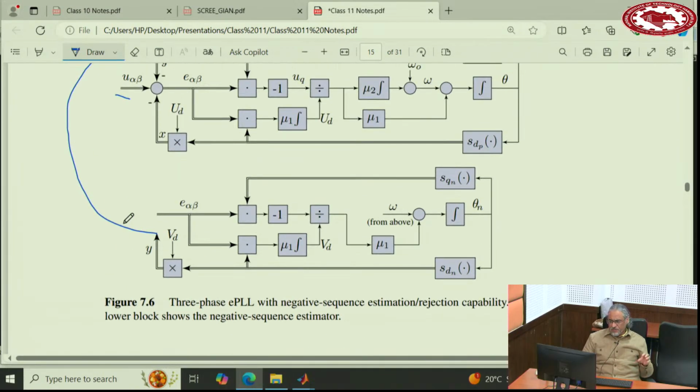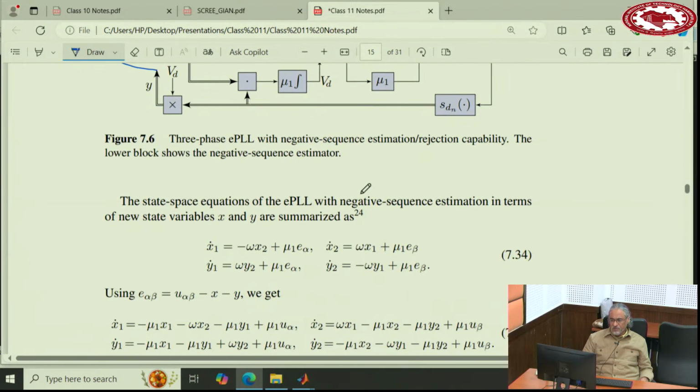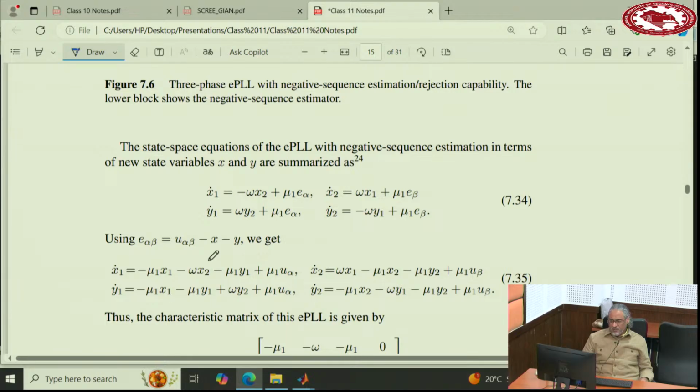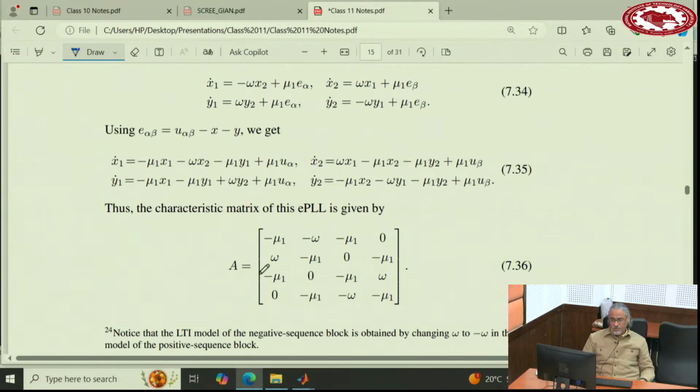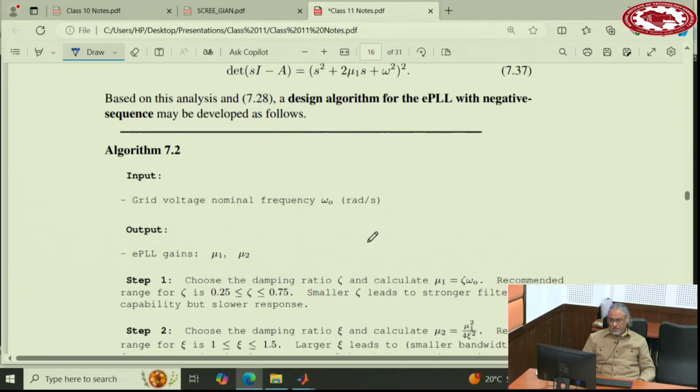And again, under this simplifying assumption, you can derive a linear time invariant set of equations for this entire system. It's not difficult. So you have two equations for the positive part, right, and two for the negative part. You can combine them together. You get four equations. You can find the matrix A for this. Eigenvalues of this matrix will show the poles of this PLL. And if you calculate that, you will see the eigenvalues are repeated. Same eigenvalues on the positive sequence, same eigenvalues on the negative sequence.